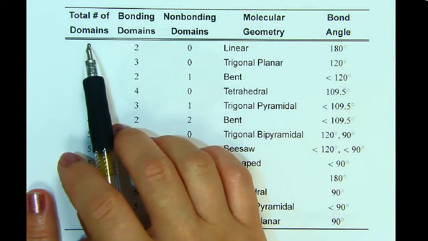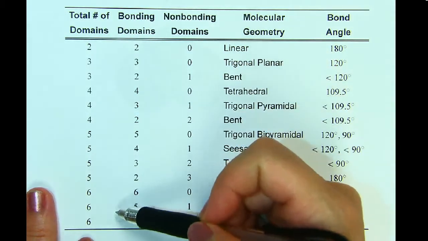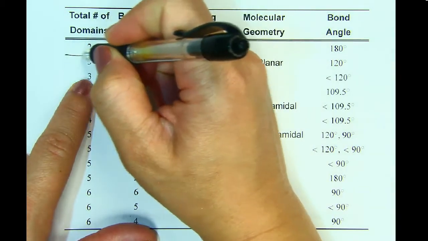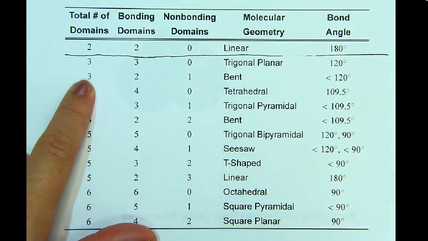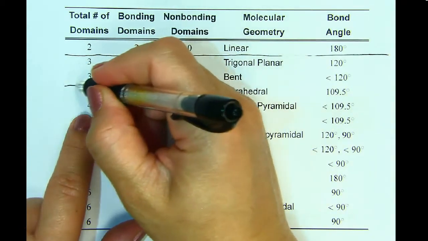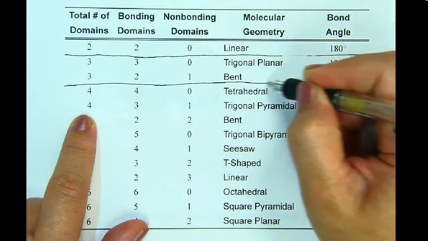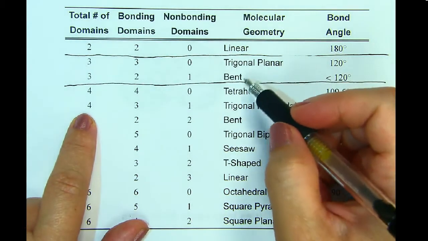They can be described by the total number of domains. So you'll notice that when there are two domains, there's only one possible geometry, and that's going to be linear. When you have three domains, there are two possible geometries, which are going to be trigonal planar and bent.